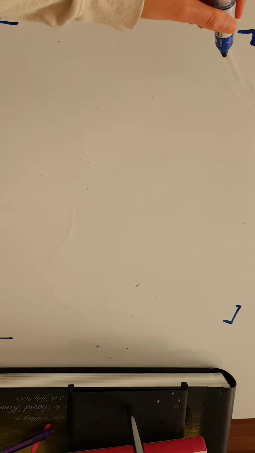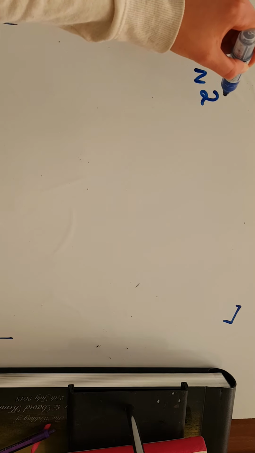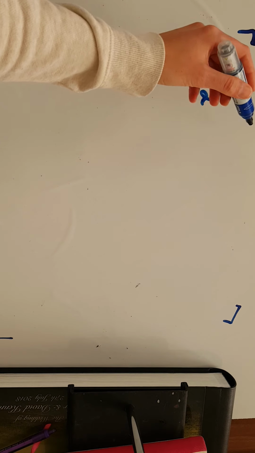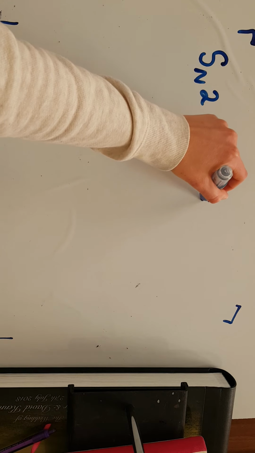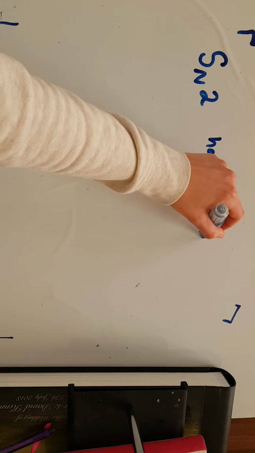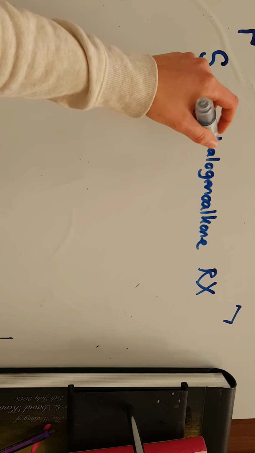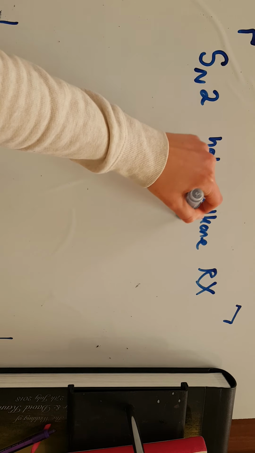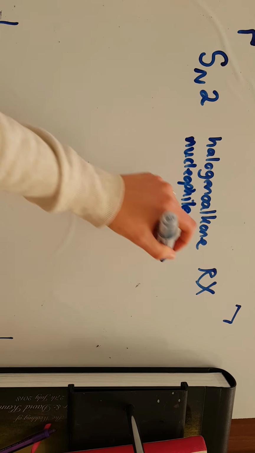Okay, we're going to talk about where the numbers come from in SN1 and SN2. So in an SN2 mechanism, the rate of this reaction depends on both the halogenoalkane, which I'm going to use RX as the notation for, and the nucleophile. Because remember, in the first step, the nucleophile comes in and attacks the halogenoalkane.